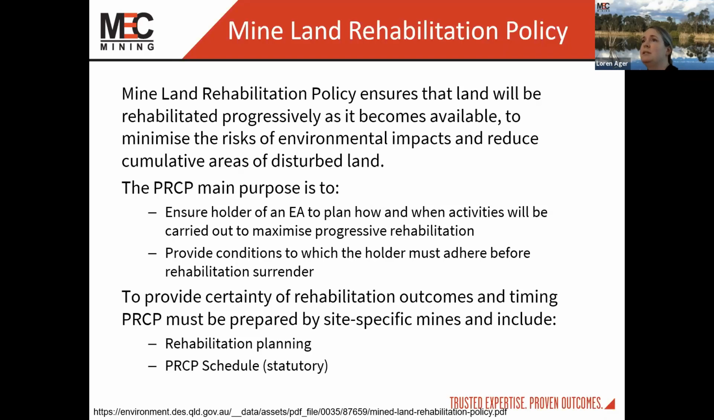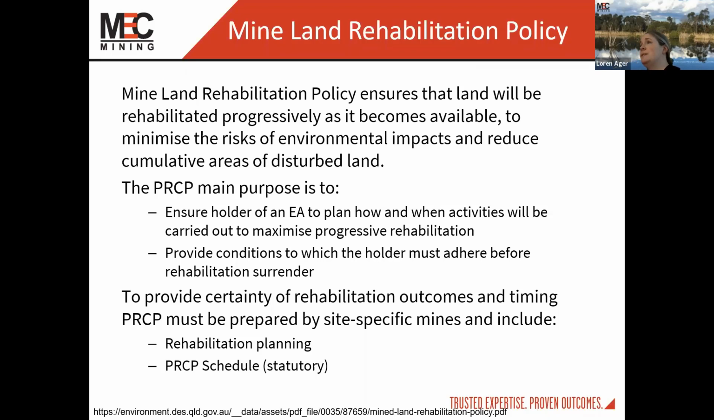This is the reason why this paper has been drawn up, I guess, to put the pressure back on mining companies to make sure that progressive rehabilitation happens. The main purpose of the PRCP is to ensure that the holder of the environmental authority plans how and when activities will be carried out to maximise progressive rehabilitation. It also provides conditions which the holder must adhere to before rehabilitation is surrendered.